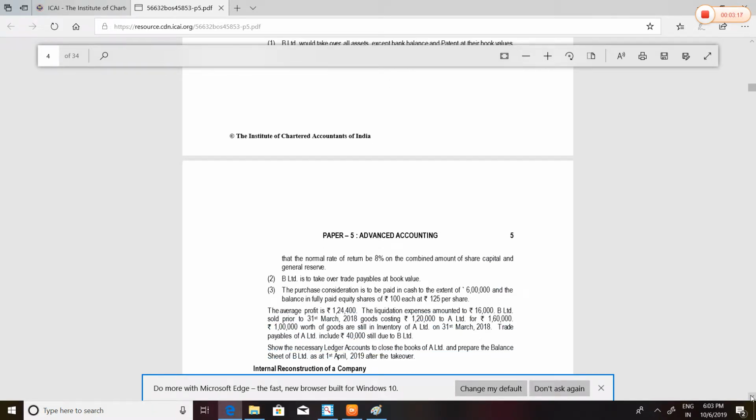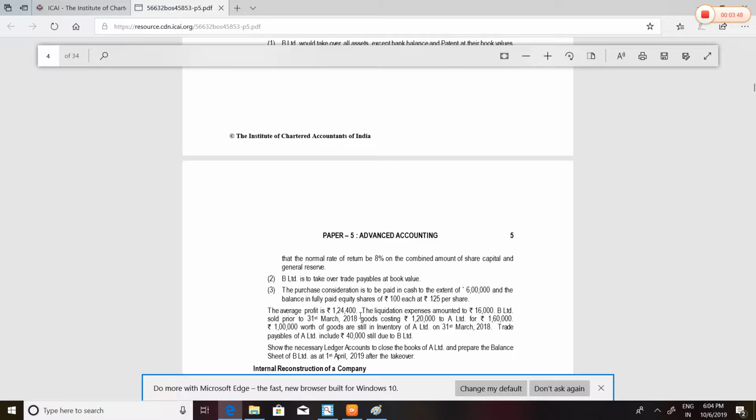The purchase consideration is to be paid in cash to the extent of rupees 6 lakhs and the balance in fully paid up equity shares of rupees 100 each at rupees 125 per share. Its premium is 25 rupees. Whatsoever the purchase consideration shall be, from within that rupees 6 lakhs would be paid in cash and the rest in equity shares. The average profit is 1,24,400. The liquidation expenses amounted to 16,000.